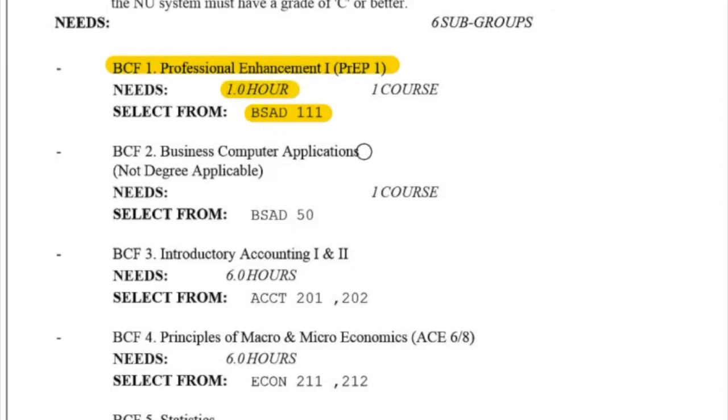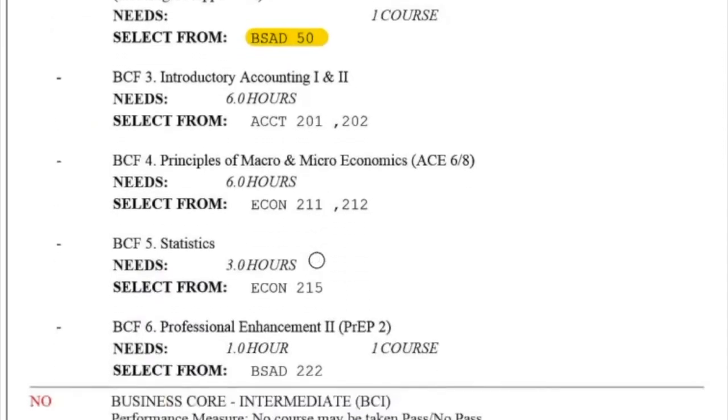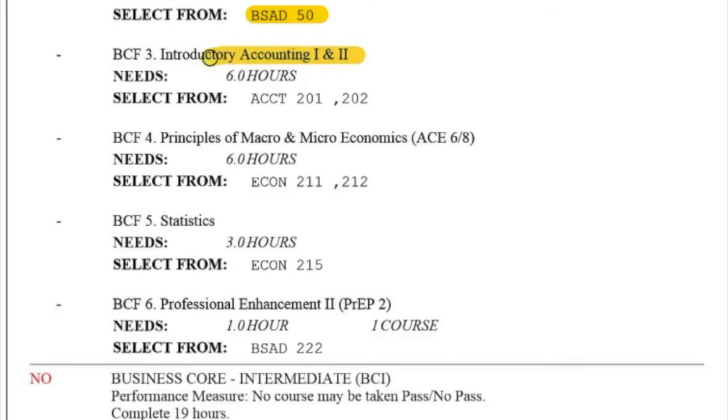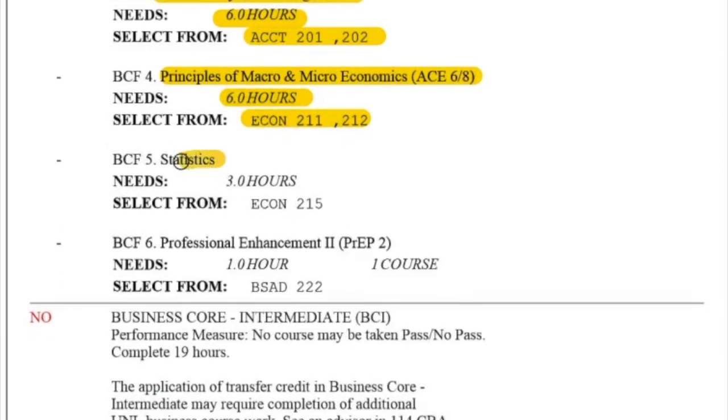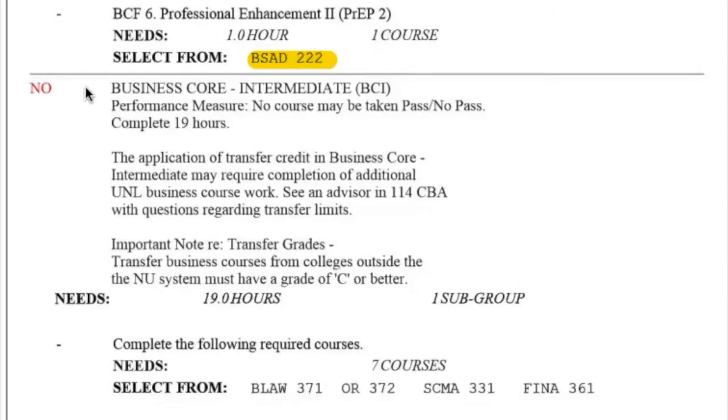You will also see here that you need to complete BSAD 50. Underneath these two requirements, you will see something a bit different now. Your Accounting Level 1 and 2 courses. But this time it says you need to take 6 credit hours to complete, which means you need to complete both Accounting 201 and 202 to complete this requirement. Same goes for macro and microeconomics, but you'll need to pass both courses to change the minus to a plus. Also included in this category, you will find your business statistics as well as a second course in the prep program, BSAD 222.